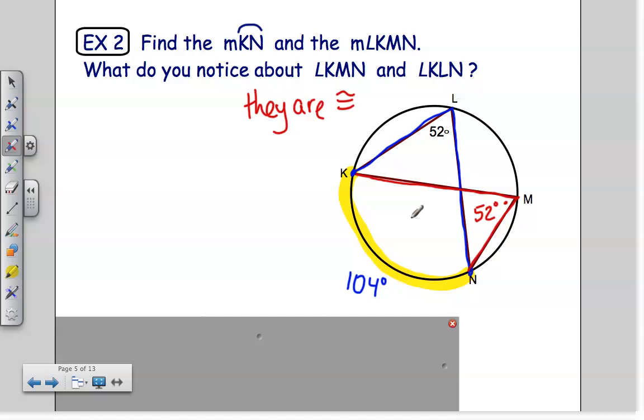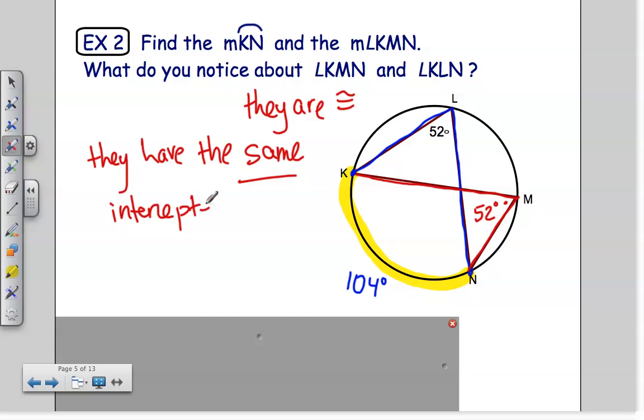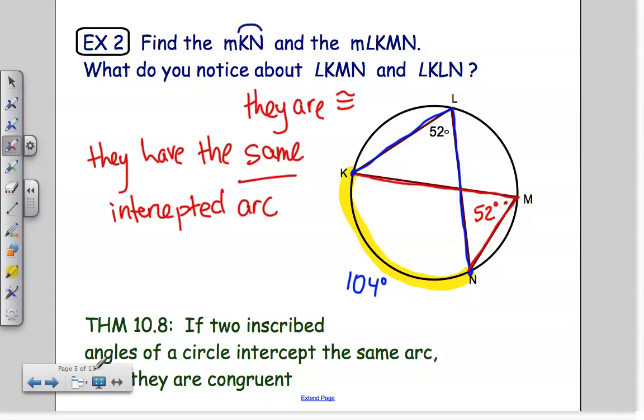Because didn't they have the same intercepted arc? They're both inscribed angles, and they have the same intercepted arc. Therefore, they're going to have to be congruent. They're both half of the same angle. And that is a true statement here, and there's a theorem that goes along with it.